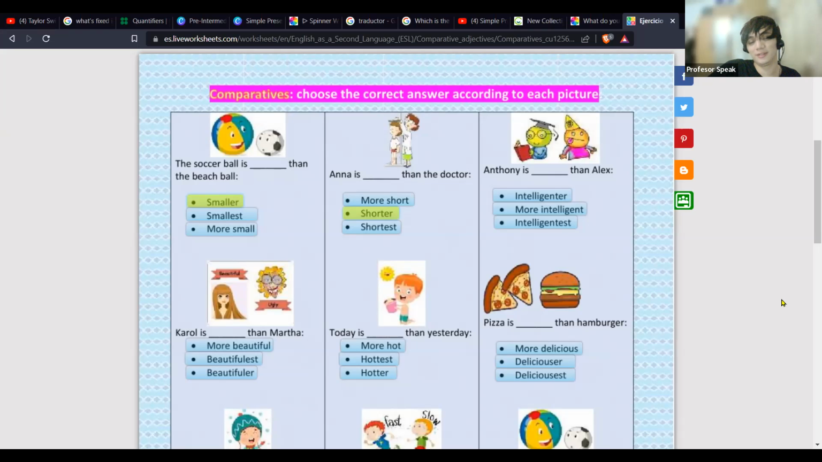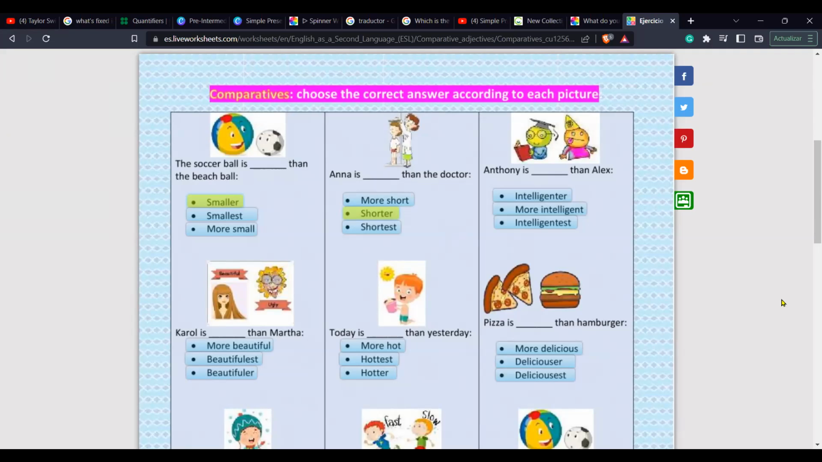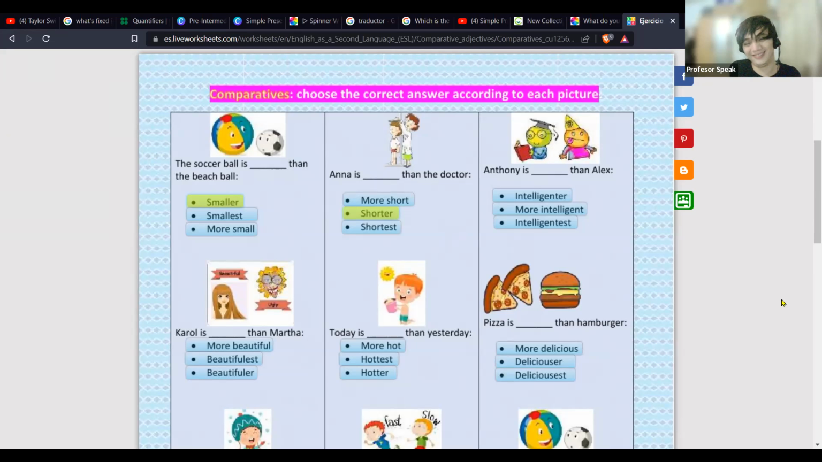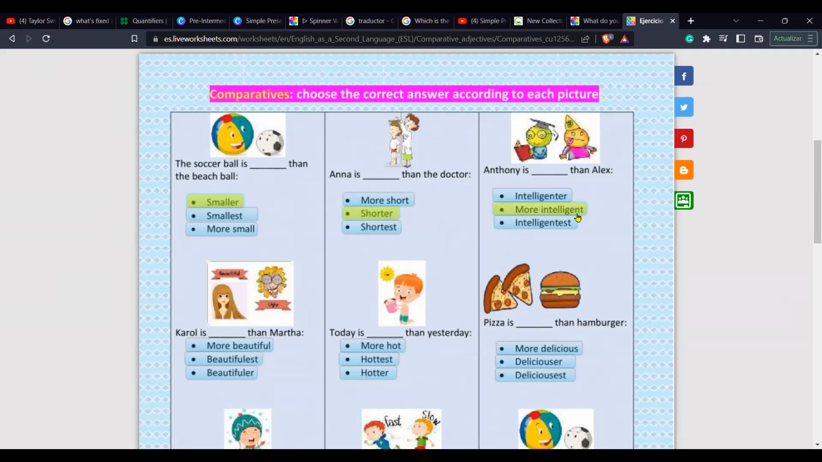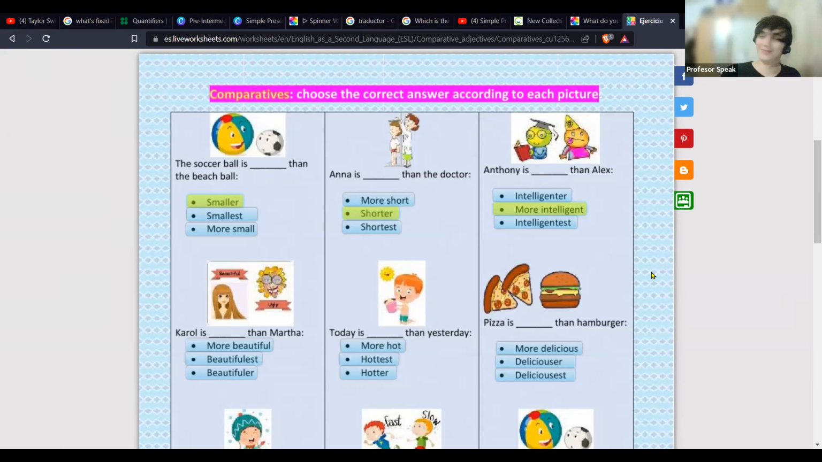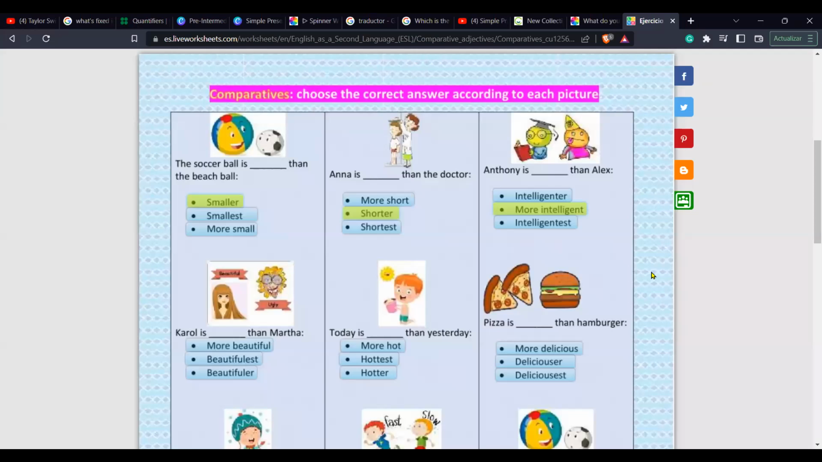Lorena. Sería... Anthony is... Espérame. Anthony is more... No, wait. Intelligent. No es more. No, very good. Intelligent. Sí, esa pero es la que demás dice Dan Alex, o sea, Dan es como que tanto como Alex. Pero es que tiene más de 4 sílabas. Intelligent. Sí, intelligent.